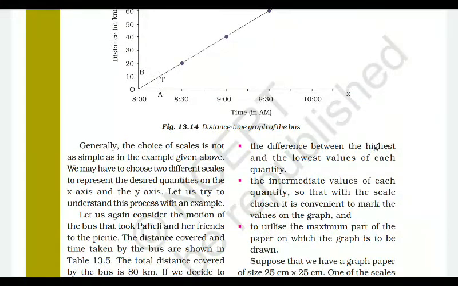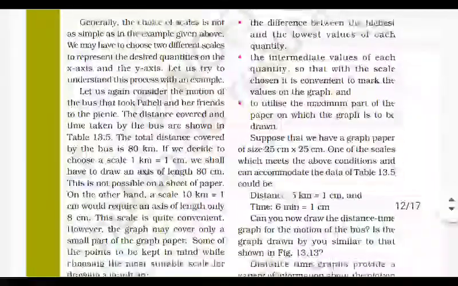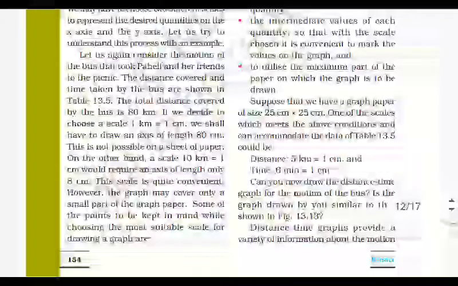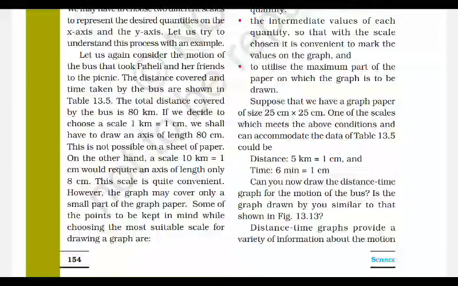Generally, the choice of scale is not as simple as in the example given above. We may have to choose two different scales to represent our desired quantities on the x and y axes. Let us try to understand this process with an example. Let us again consider the motion of the bus that took Paheli and her friends to the picnic. The distance covered and the time taken by the bus are shown in table 13.5. The total distance covered by the bus is 80 kilometers. If we choose 1 kilometer equals 1 centimeter, we shall have to draw an axis of length 80 centimeters. This is not possible on a sheet of paper.